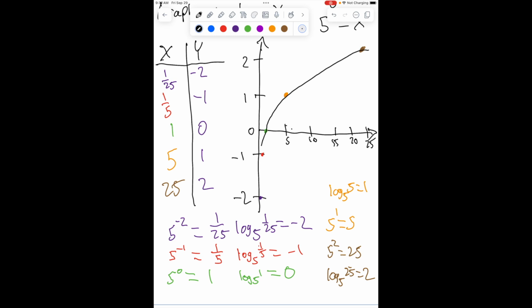I'm creating a graph that looks something like this. And again, this is going to create an asymptote. This line will never cross. We're going to call this when x equals 0. This line, x equals 0, is never going to cross. So one way we could say that is the domain is greater than 0.